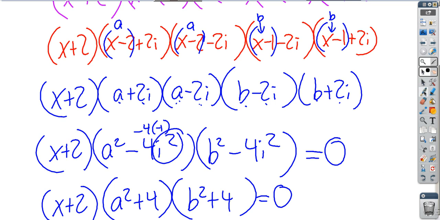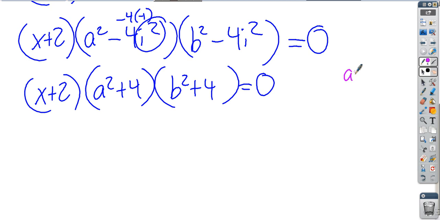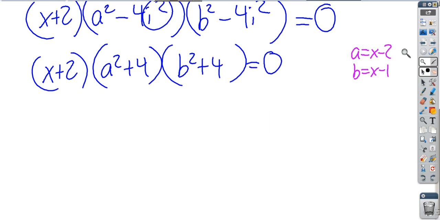So a, up here, a was equal to x minus 2. That's coming from right here. And b was equal to x minus 1, so let's sub those back in. Just write that right here. a was equal to x minus 2, b was equal to x minus 1. And that's, again, coming from here, so let's plug those back in.